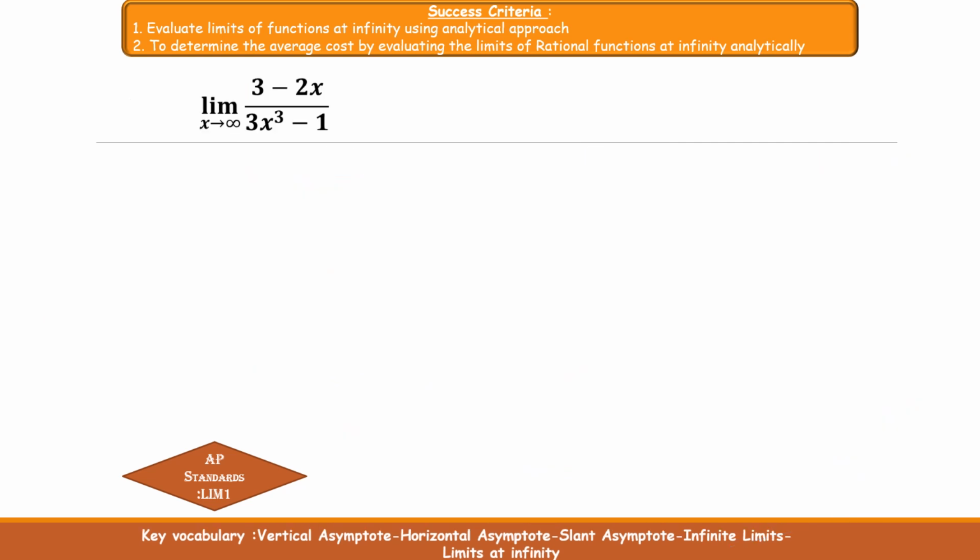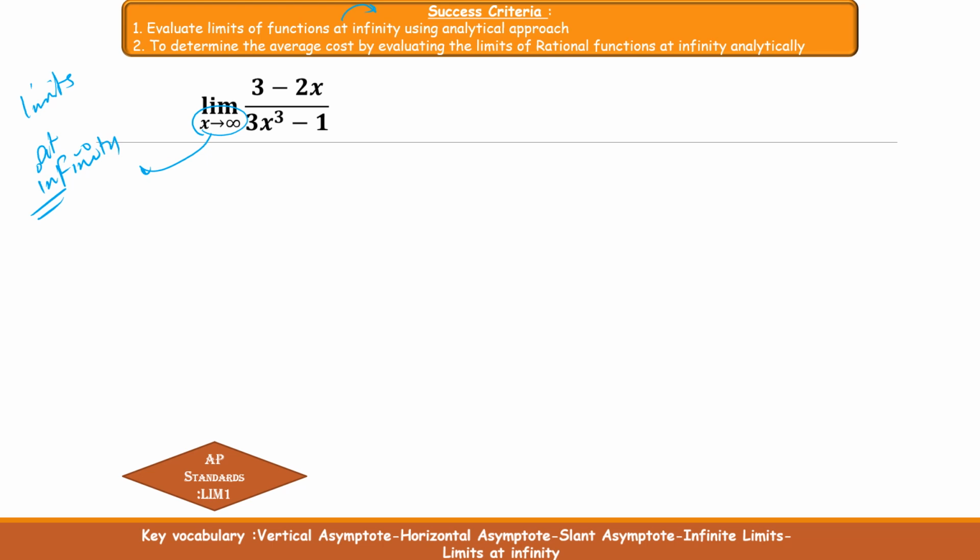Now, how to evaluate the limits when there will be horizontal asymptote? So, according to the success criteria, we have to see how to evaluate the limits at infinity. When x is approaching infinity, it means we are talking about limits at infinity. Now, here we will see the way how we can solve, and you can just check your answer by the knowledge of the horizontal asymptote cases.